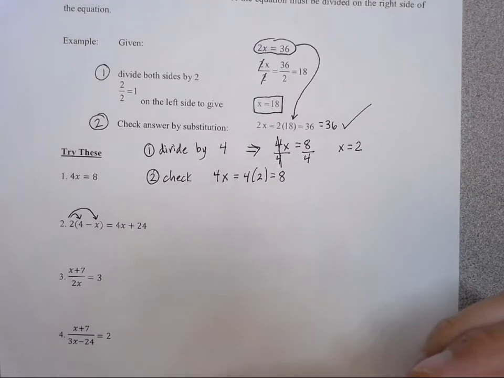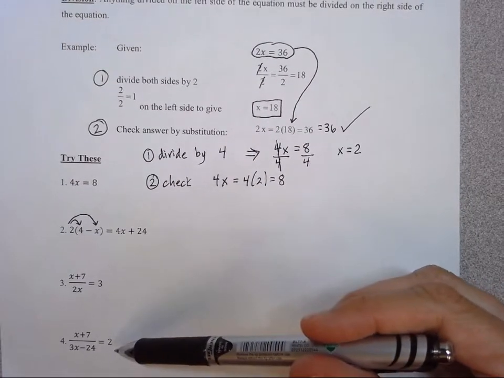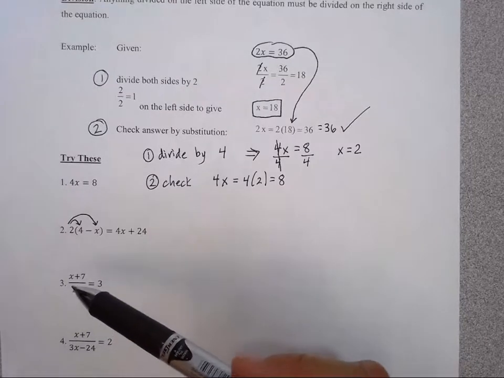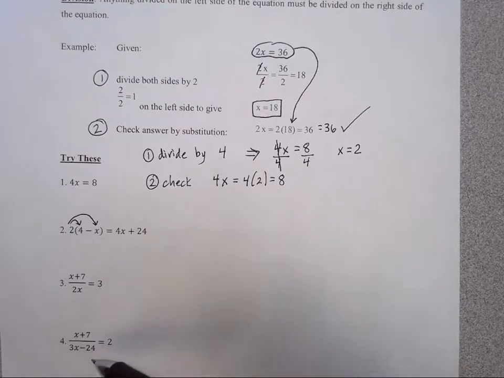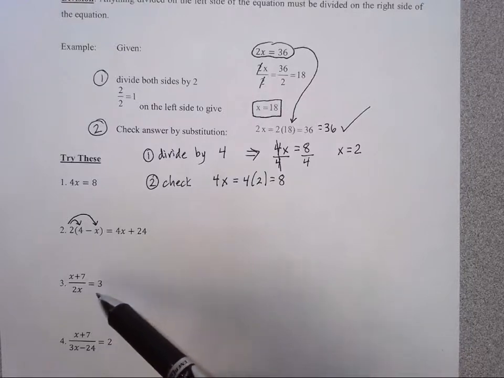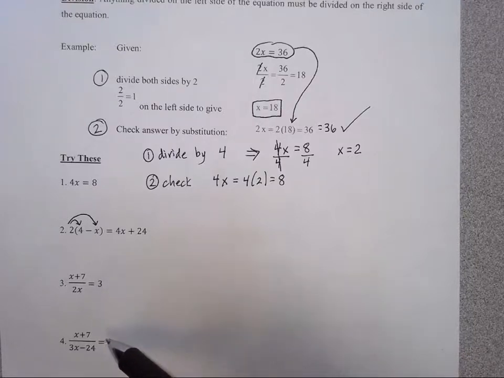Let's go ahead and look at this last example here, where we're going to do very similar to what we did in this third problem, except we're going to have to do a little extra distributing when we multiply this denominator by both sides. Remember here when we multiplied 3 times 2x, we could just get 6x. But here we're going to have to multiply 2 times the quantity of 3x minus 24, so we'll have to distribute. So let's take a look at what that's going to look like.